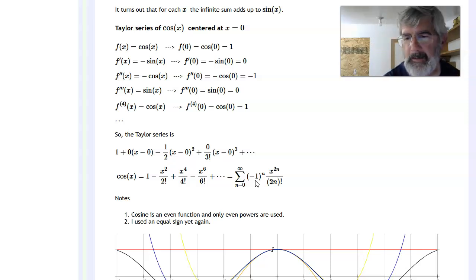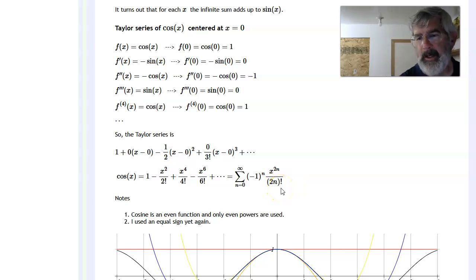The minus signs, and again, the first one starts off as positive and then negative, so I'm just doing minus 1 to the n. But now I have all the even powers, so I'm just doing x to the 2n, divided by 2n factorial.